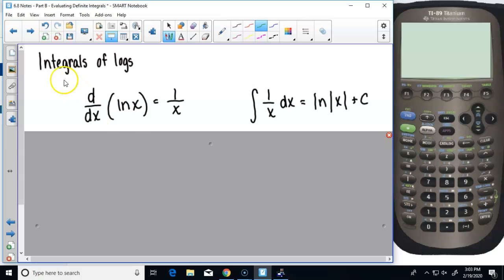So I put the derivative rule here to remind us that the derivative of the natural log of x is 1 over x. So if we integrate 1 over x dx, then we would get the natural log of the absolute value of x plus c. The absolute value bars are there because we cannot take the natural log of a negative number, so we have to put the absolute value bars there.